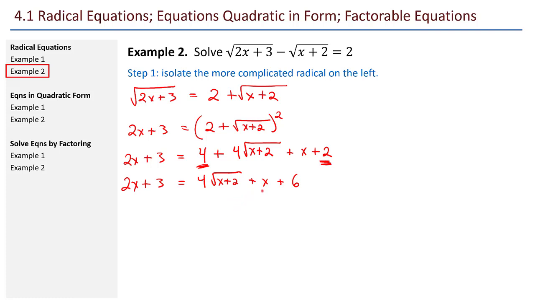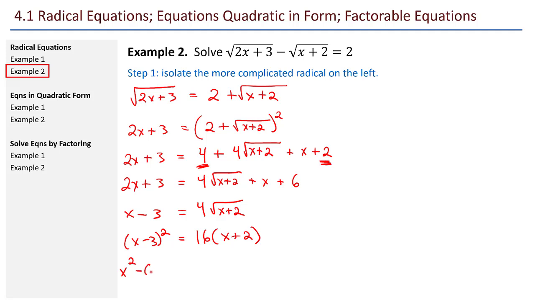So I need to pull over the x, and I'll pull over the 6. So subtracting x from both sides will just leave me x on the left, and subtracting 6 from both sides makes that a minus 3. 4 times the square root of x plus 2. Now let's square both sides. X minus 3 squared equals, and on the right, when I square that, I'll get 16 times the quantity x plus 2. All right, let's expand both sides.